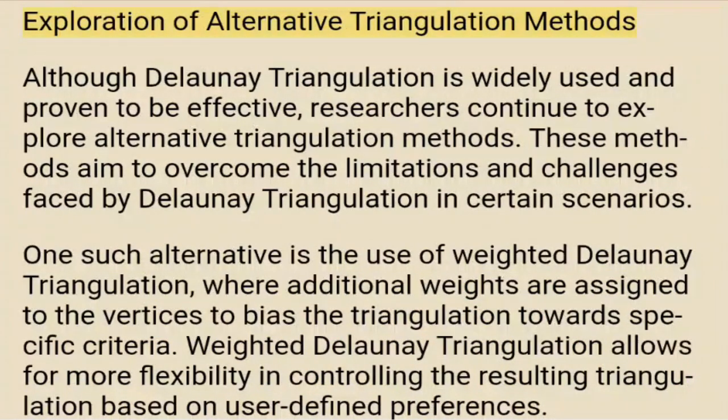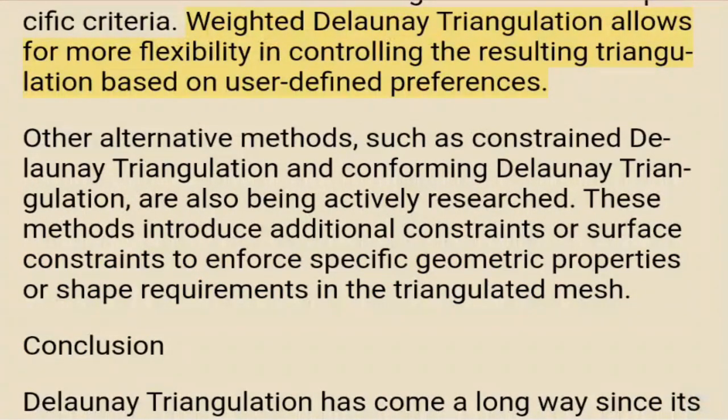Exploration of alternative triangulation methods. Although Delaunay triangulation is widely used and proven to be effective, researchers continue to explore alternative triangulation methods. These methods aim to overcome the limitations and challenges faced by Delaunay triangulation in certain scenarios. One such alternative is the use of weighted Delaunay triangulation, where additional weights are assigned to the vertices to bias the triangulation towards specific criteria. Weighted Delaunay triangulation allows for more flexibility in controlling the resulting triangulation based on user-defined preferences. Other alternative methods, such as constrained Delaunay triangulation and conforming Delaunay triangulation, are also being actively researched. These methods introduce additional constraints or surface constraints to enforce specific geometric properties or shape requirements in the triangulated mesh.